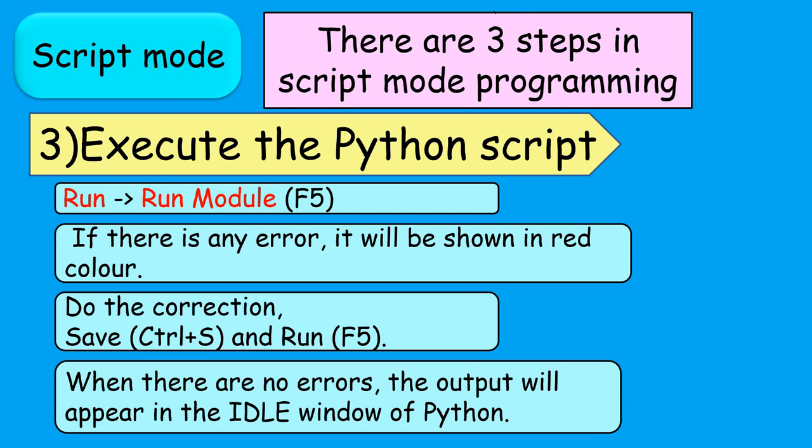So in today's class, you have learnt that there are two modes in Python programming, interactive mode and script mode. And you have learnt how to do script mode programming. That is, there are 3 steps in script mode programming, and you have learned the 3 steps.